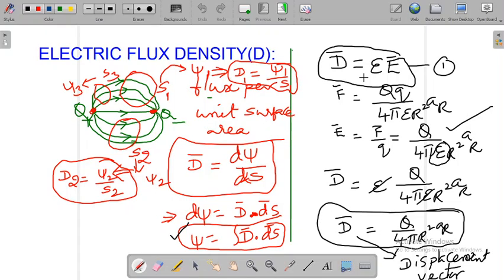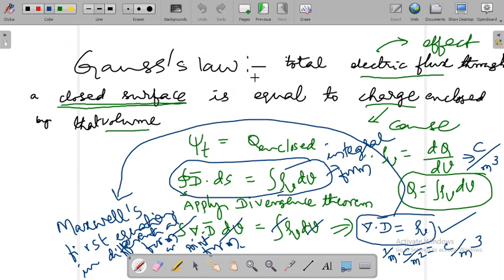After this, we entered into one of the important laws in our electromagnetic field theory, the Gauss law. Total electric flux through a closed surface is equal to the charge enclosed by that volume. It relates closed surface and volume. We know that from Gauss divergence theorem, closed surface defines what? Open volume. Closed line defines open surface. That is Stokes theorem. So line to surface means Stokes theorem, and closed surface to volume means Gauss divergence theorem.